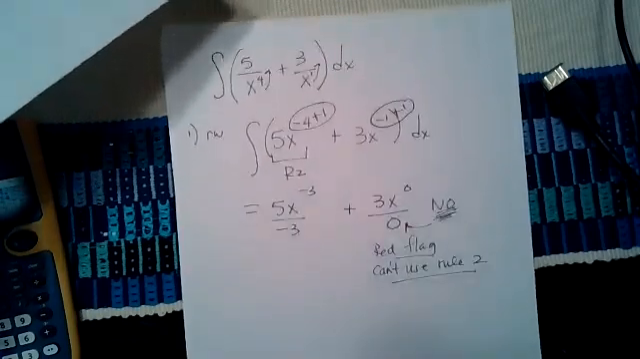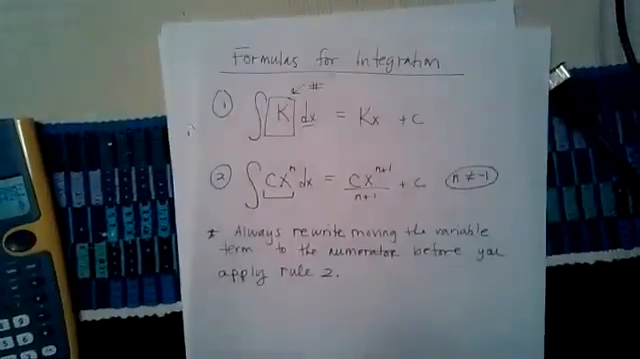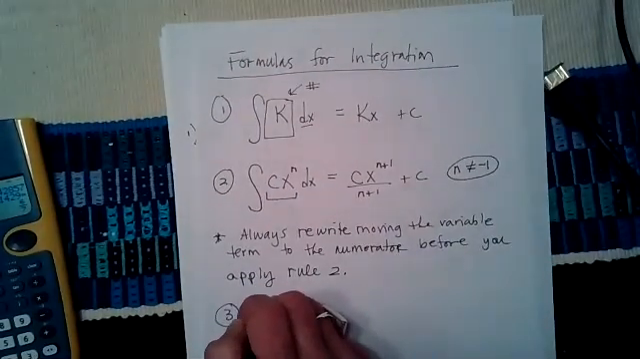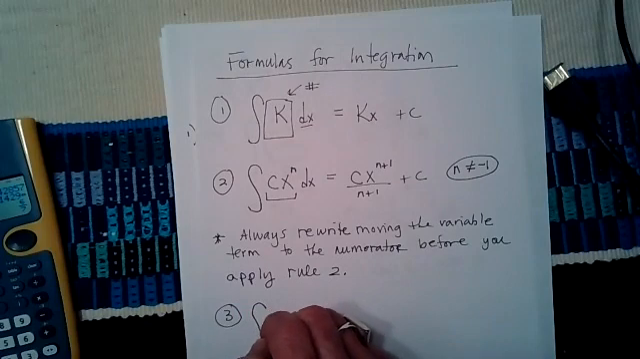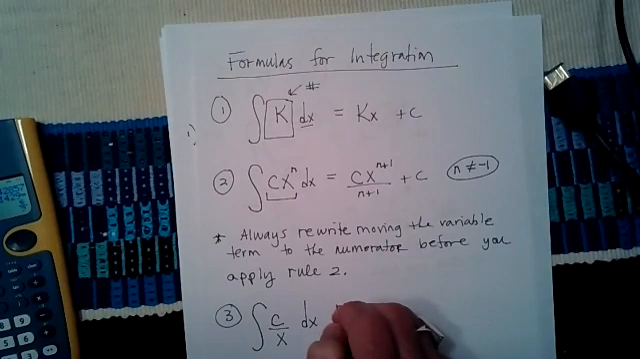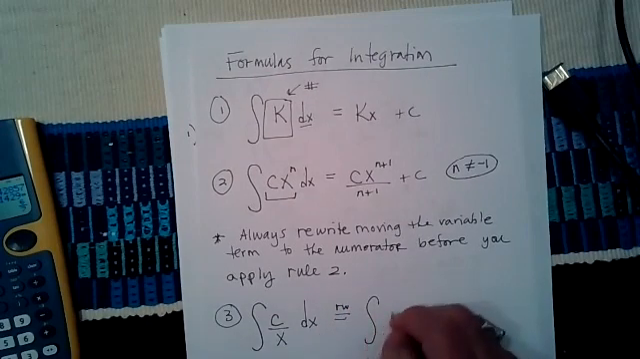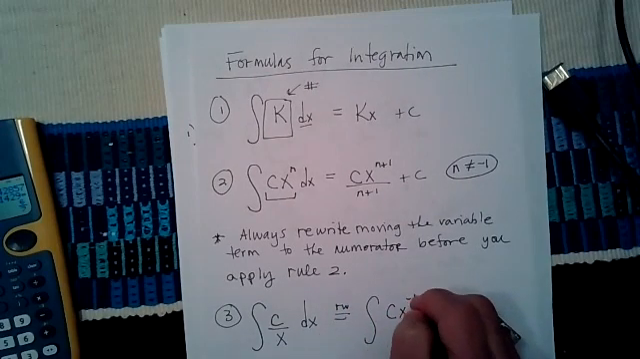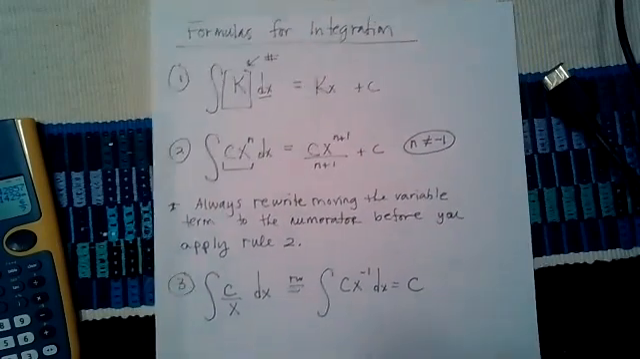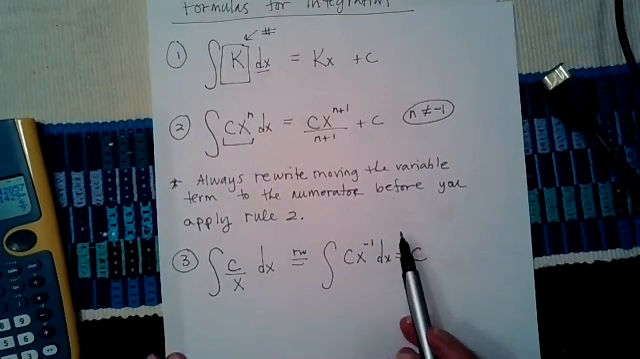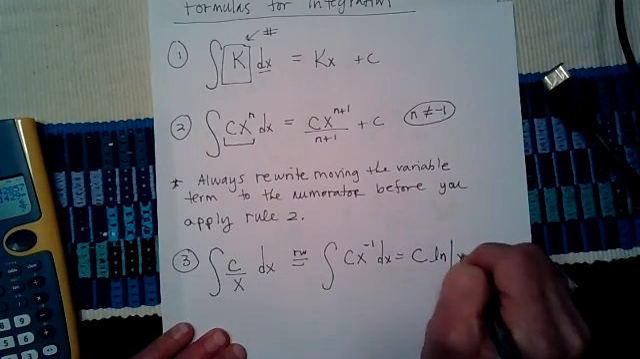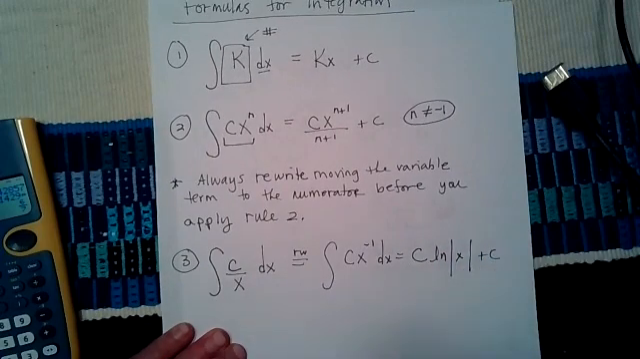Okay. All right, so what do we use? We use rule 3. That says if we have an integral of a constant over x dx, we have to rewrite it. That's the integral of a constant times x to the -1 dx. So again, I bring over my constant, and I know that I can't add 1 because I get 0 divided by 0. So that means it's the ln of the absolute value of x plus c.